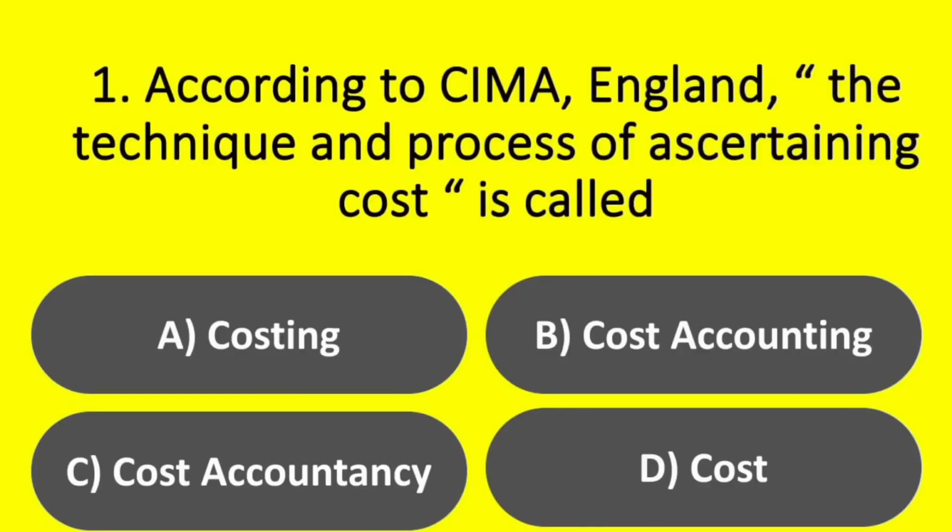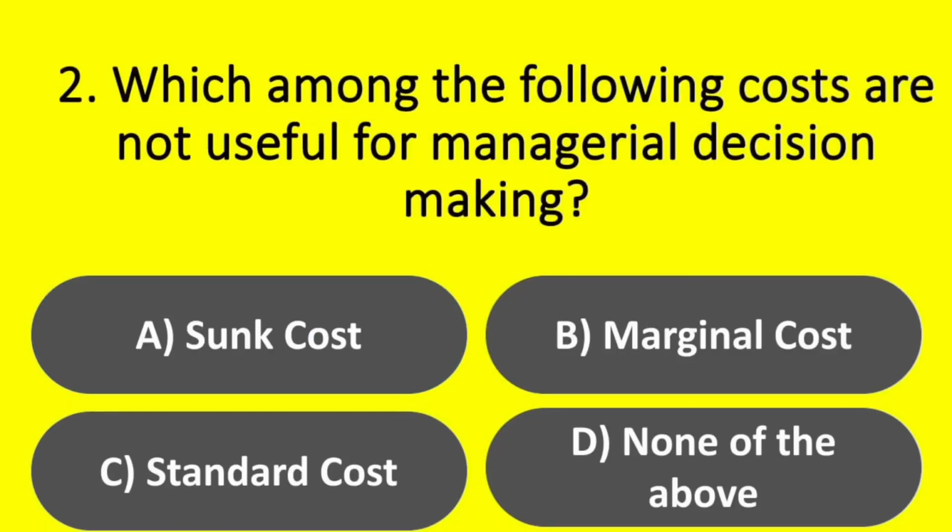Question. According to CIMA, England, the technique and process of ascertaining cost is called: option A, Costing; option B, Cost accounting; option C, Cost accountancy; option D, Cost. Answer: option A, Costing.